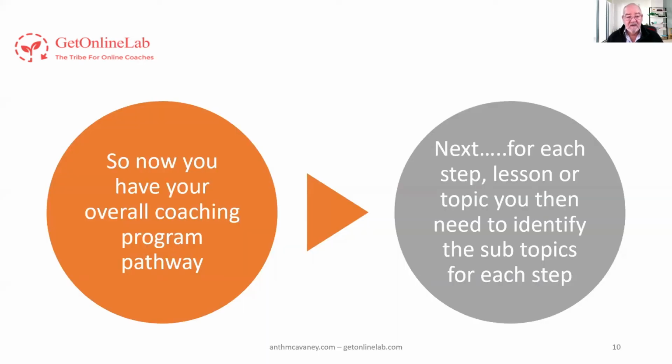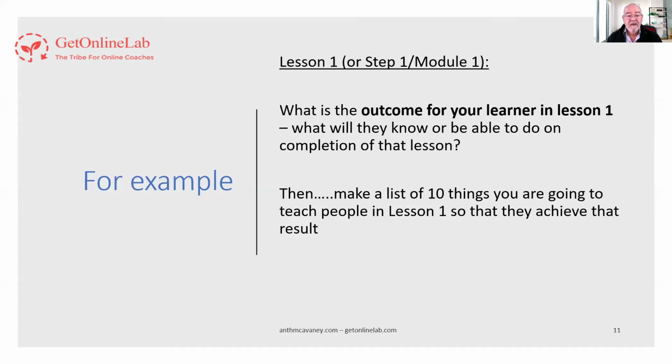So the way it works is you have the overall coaching program or pathway that's designed. The next thing is that for each step or lesson that you've now listed, you need to identify the subtopics that are going to be taught for each step. So this is where part 2 of the 10 by 10 comes in. So for example, with lesson 1, you need to be very conscious of what's going to be the outcome for your learner in lesson 1.